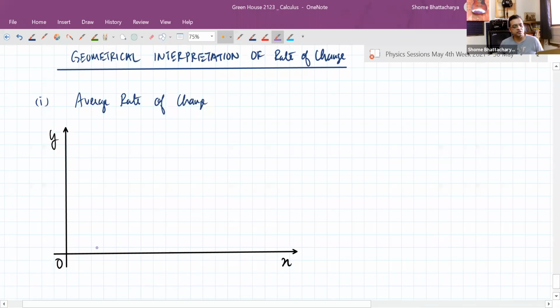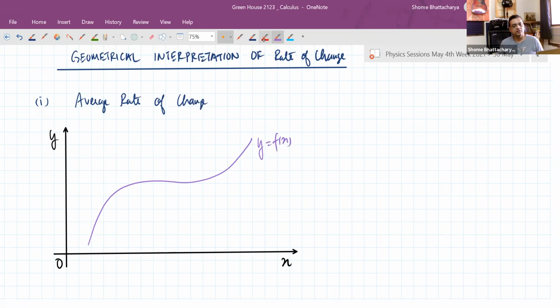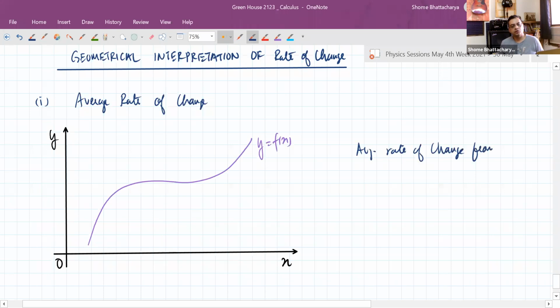Suppose my given function has this sort of a graph. So this is the graph of y equal to f(x). And in this graph, I now want to find out the average rate of change from, let's say, x equal to a to x equal to b, or x1 to x2, whatever, where I know that a is the point here and b is the point here. B is this point.